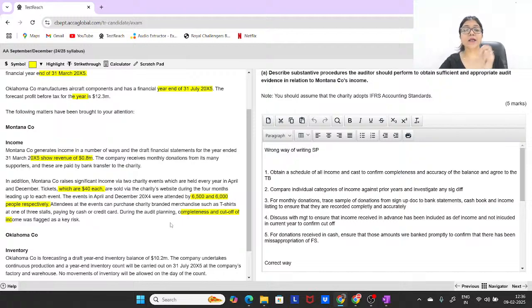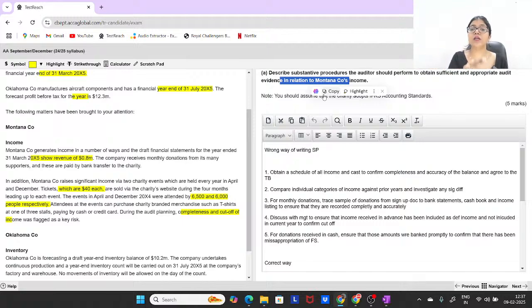During the audit planning, completeness and cutoff of the income was flagged as a key risk. Now here they have given you 2 assertions also. One is completeness and one is cutoff, and in the question if you read, they have not told you to refer to any of the assertions. So if you're writing a good answer, your substantive procedure should include these 2 assertions at least. Rest you can write anything because the question is not restricting you.